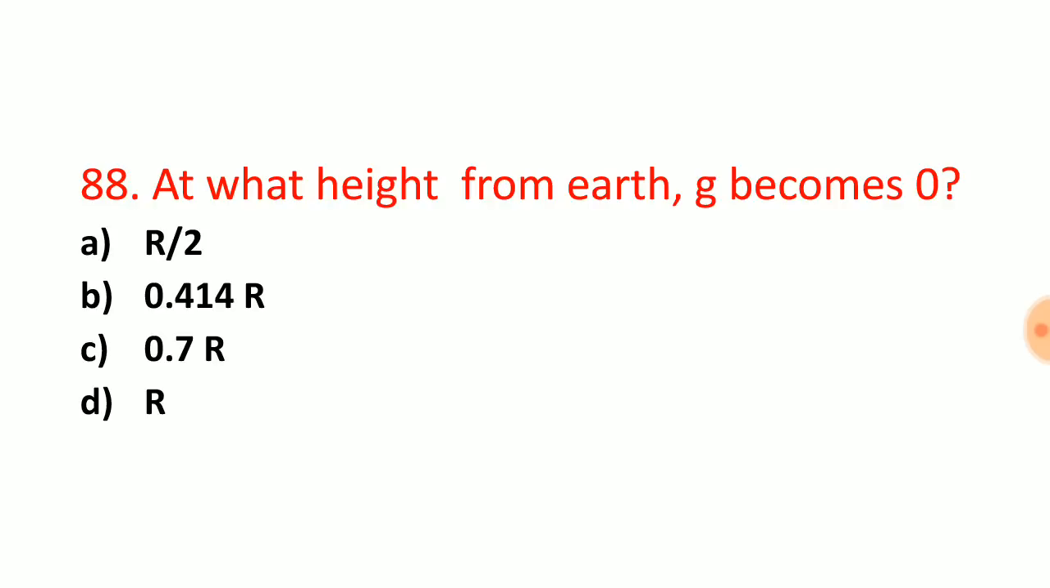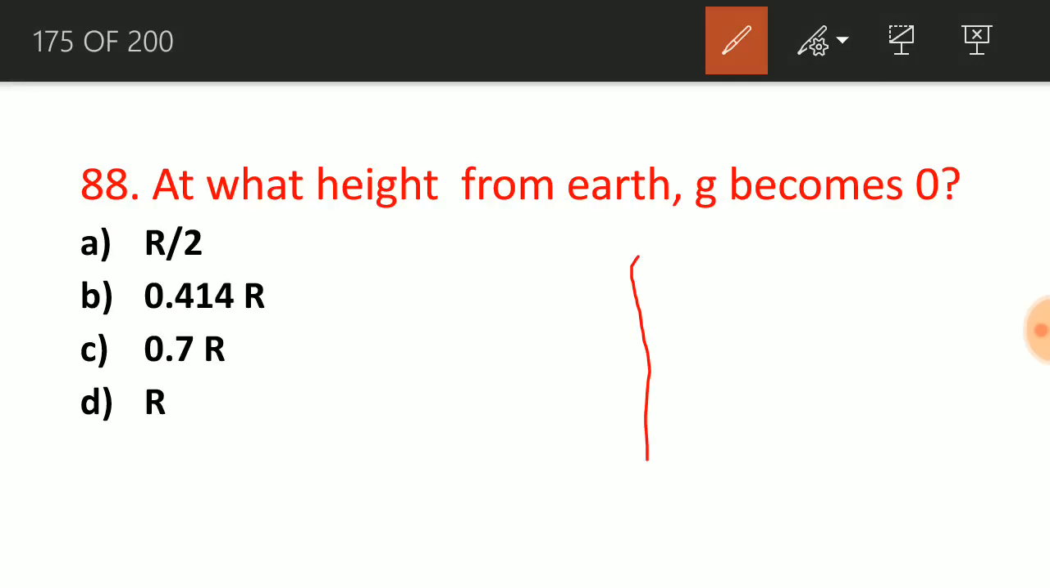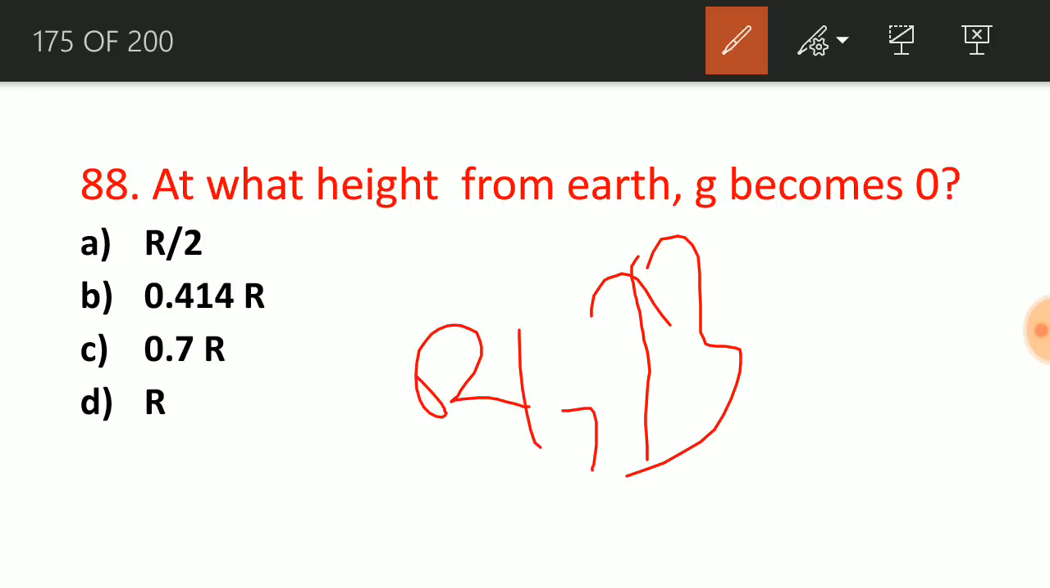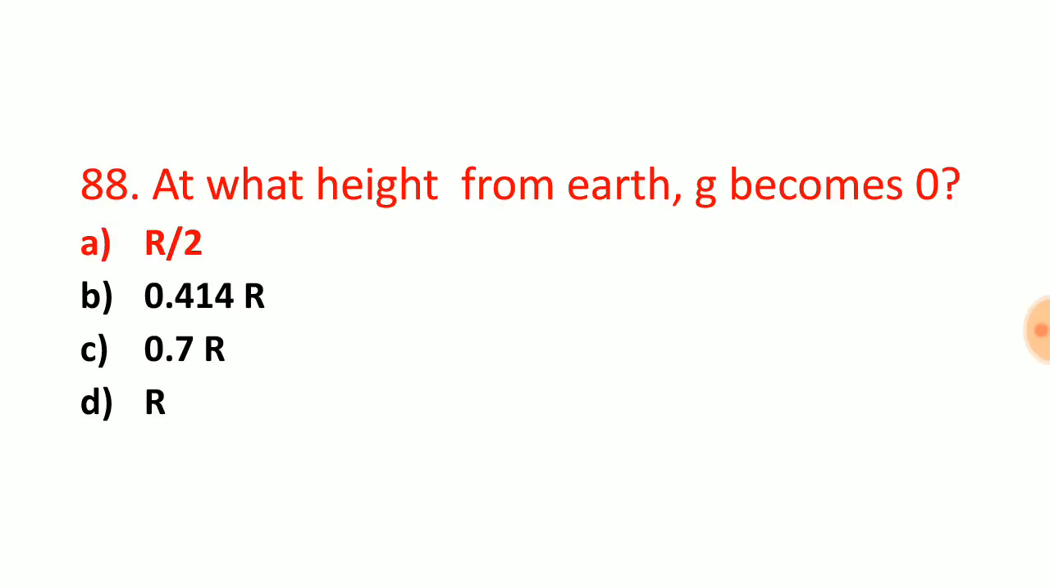At what height from the earth does g become 0? If we go up high, the radius of the earth is 6400 kilometers. If we go up 3200 kilometers, that is half of our radius, then acceleration becomes 0. That is option choice A. If we go up, we need to go half of the radius to get acceleration due to gravity 0. But if we go down, we need to go to the center of the earth, that is 6400 kilometers below the surface of the earth.